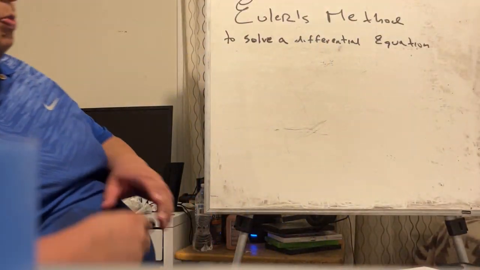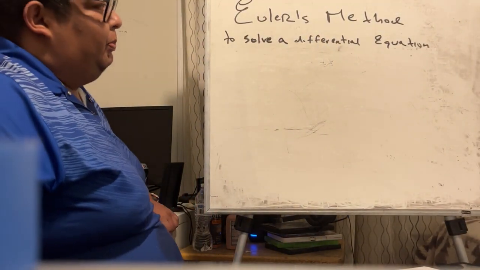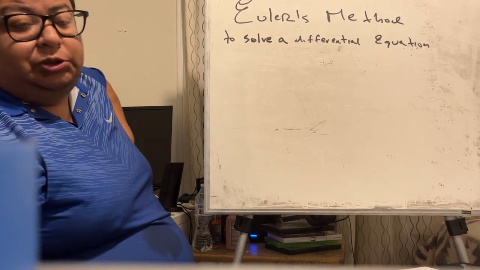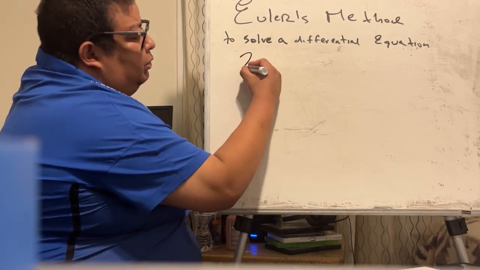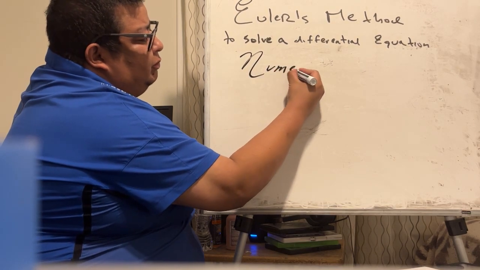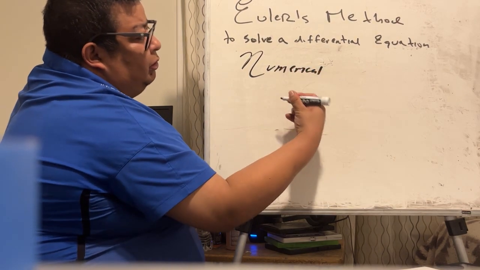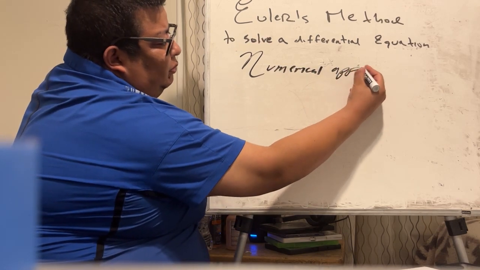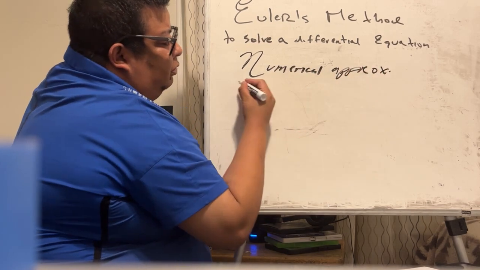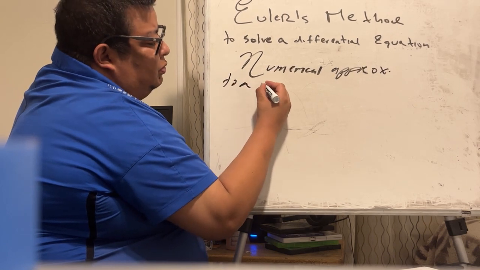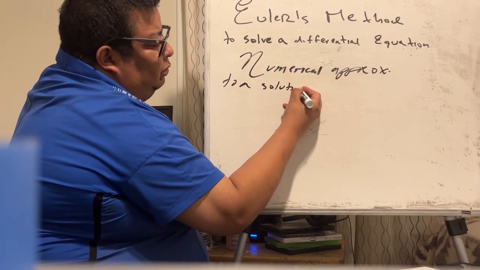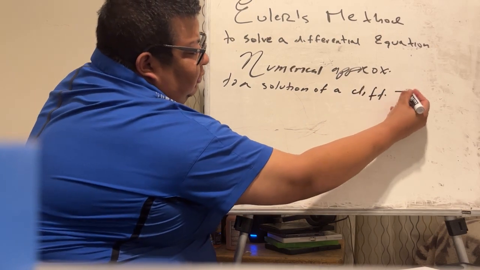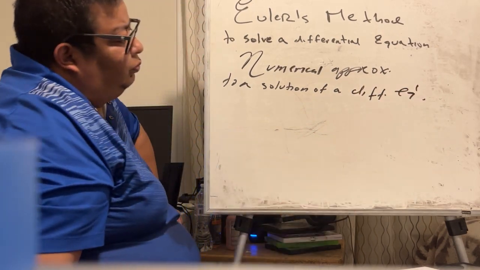Welcome. In this video, I'm going to use Euler's method to solve a differential equation. So Euler's method is a numerical method. It's used to get a numerical approximation to a solution of a differential equation.